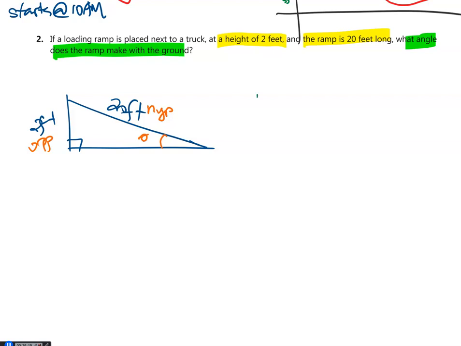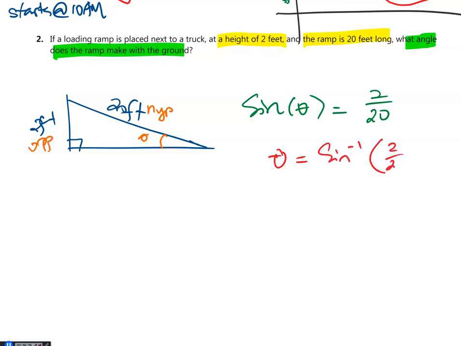So what do we use? Yes, it's sine theta. Sine theta is equal to opposite over hypotenuse, so that is 2 over 20, and to solve for theta is inverse sine both sides, so that is inverse sine of 2 over 20, and use your calculator, and that is equal to 5.74 degrees.